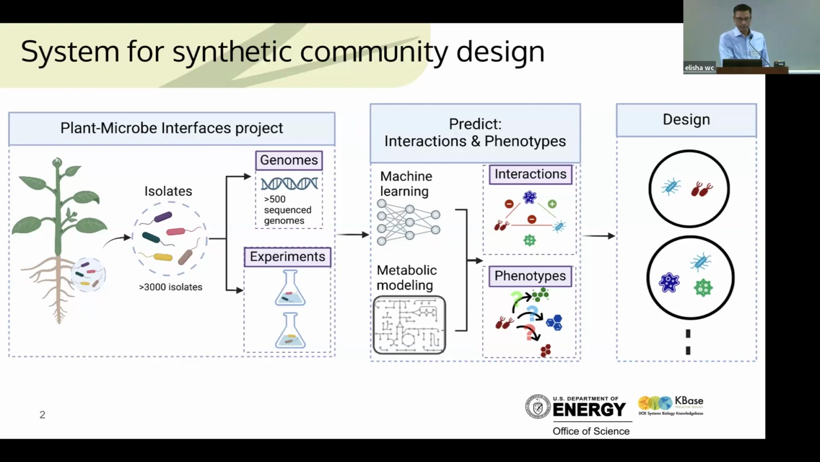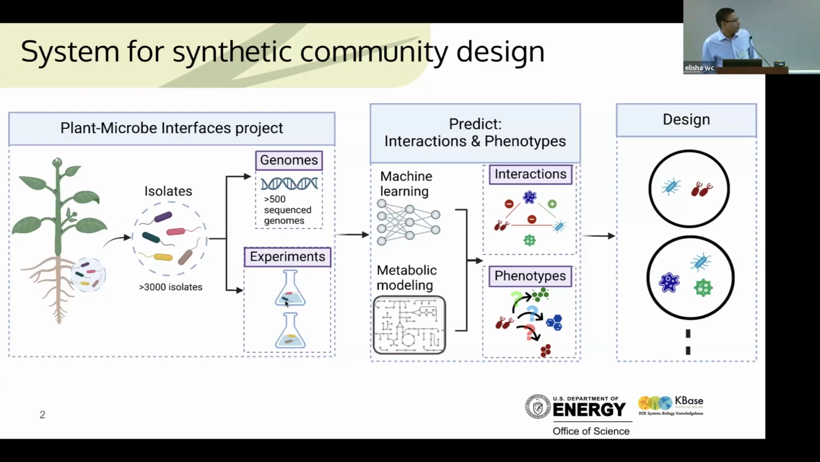Now, the Plant Microbe Interfaces project at ORNL is interested in understanding the diversity and functions of mutually beneficial plant microbe interactions. And as part of this effort, the project has isolated more than 3,000 bacterial isolates, and more than 500 of these isolates have been sequenced by JGI, and so the genome sequences are available.